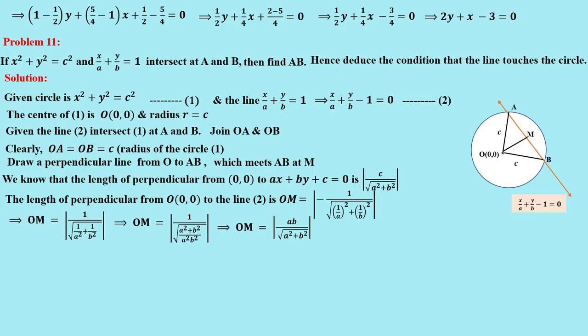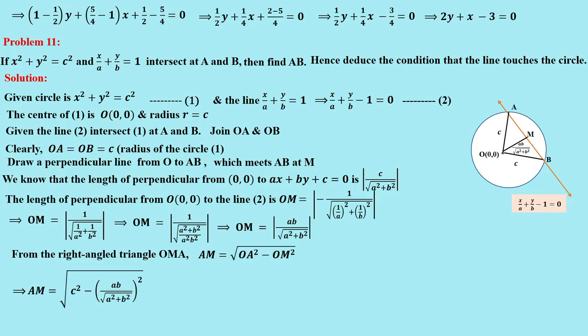Suppose you have 1 by x by y, then it can be written as y by x, same idea. OM is equal to c modulus AB by root of a square plus b square. From the right angle triangle OMA, AM is equal to root of OA square minus OM square. So AM is equal to root of, substituting the value, c square minus AB by root of a square plus b square the whole square.